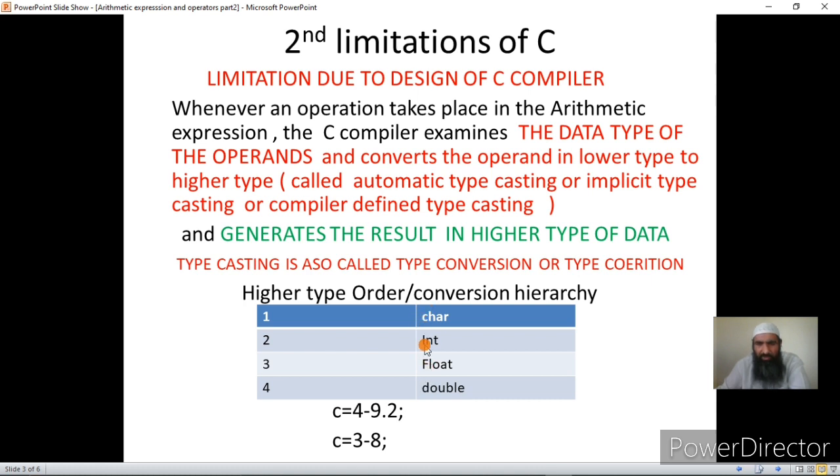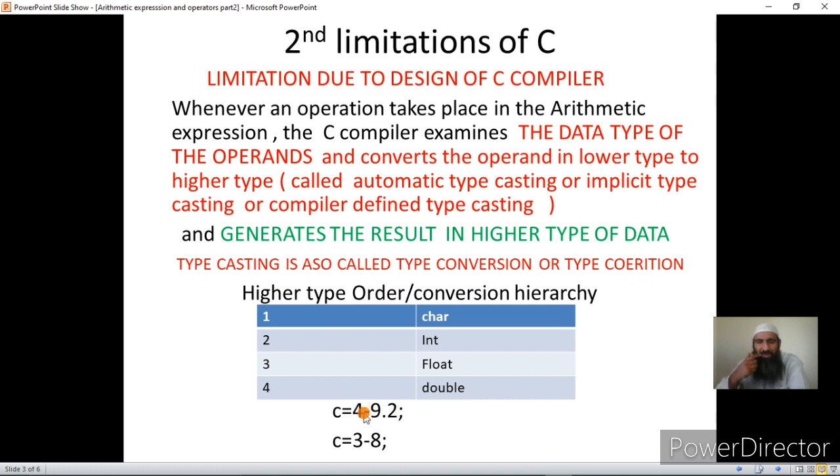A higher data type is always with the greater serial number. So you remember this order now: character, integer, float, and double. Now let us check this arithmetic expression. The expression is 4 minus 9.2. Now we have to perform the operation of subtraction.